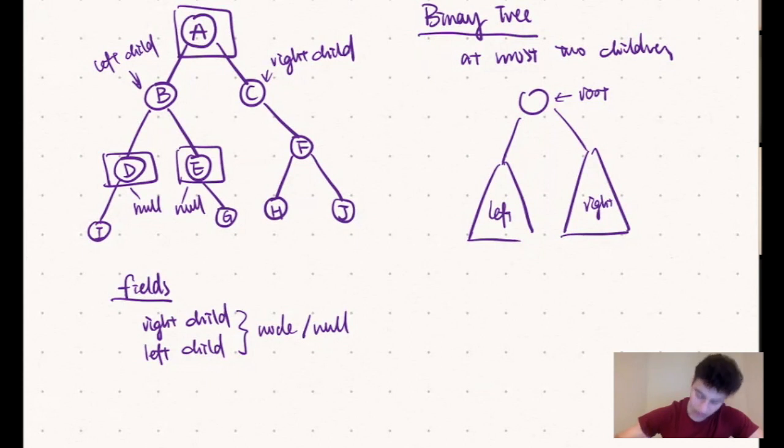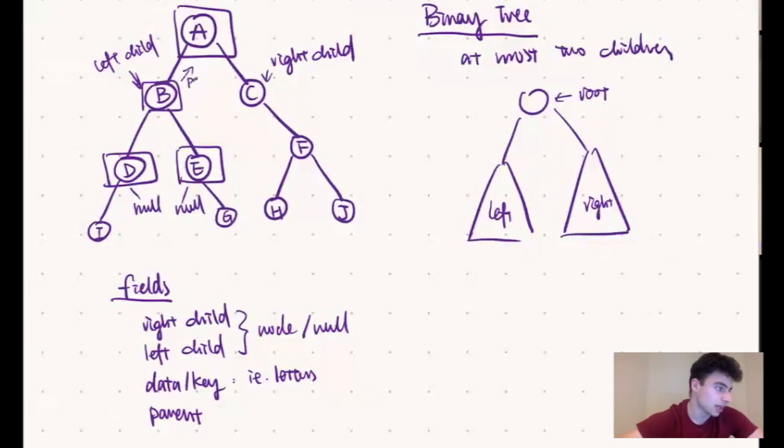Every node in a binary tree also has a data field or a key. In our case, the keys or data fields are the letters inside of each node. And in some trees, you'll find that they have parent pointers. In this example, the parent of B is the root A, and the parent of the root A is null. You know you are at the root if your parent is null.